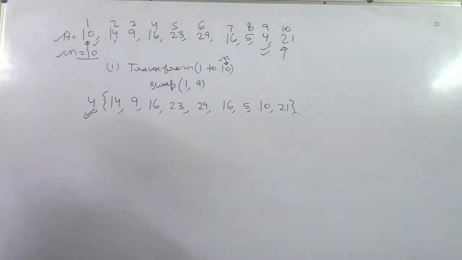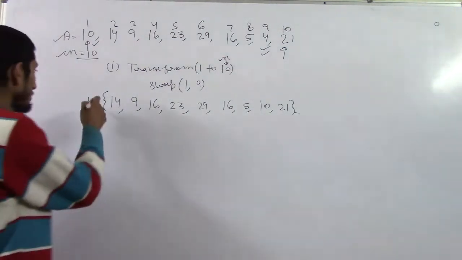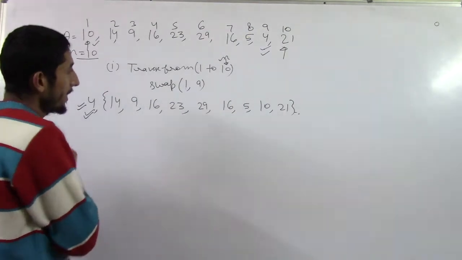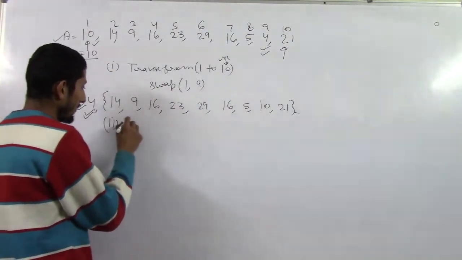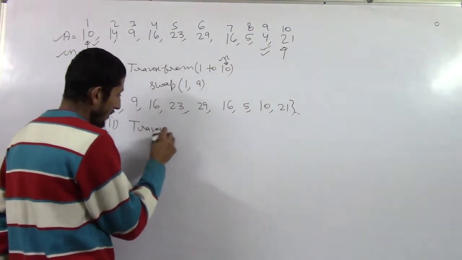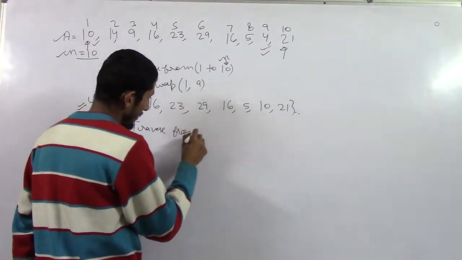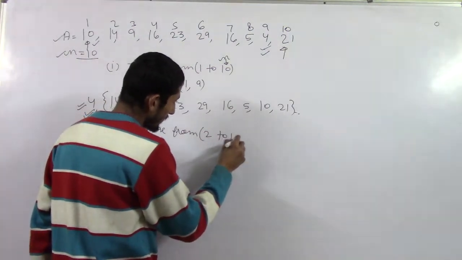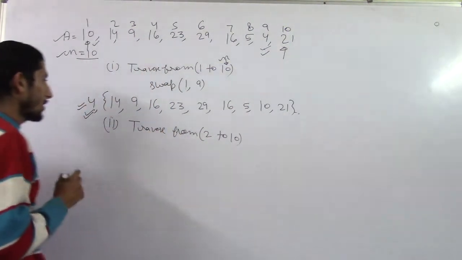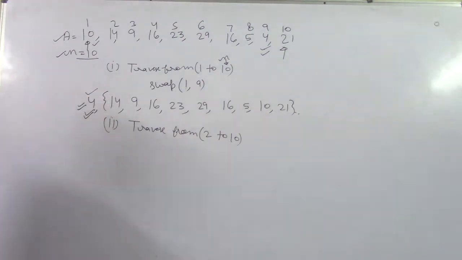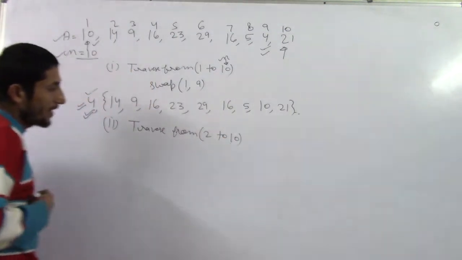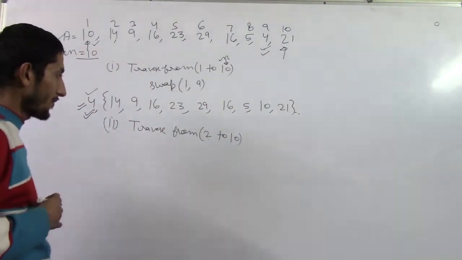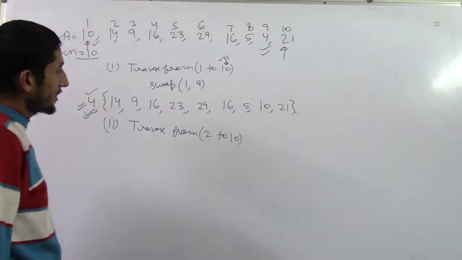So if this element has got the correct position, then I will repeat the step, but this time I will traverse from 2 to 10. Why 2 to 10? Not 1, because this number has got its correct position. So I am not going to repeat from 1, I will repeat from 2. It is very much similar. The problem size is becoming small. Are you following this? The problem size is becoming small.